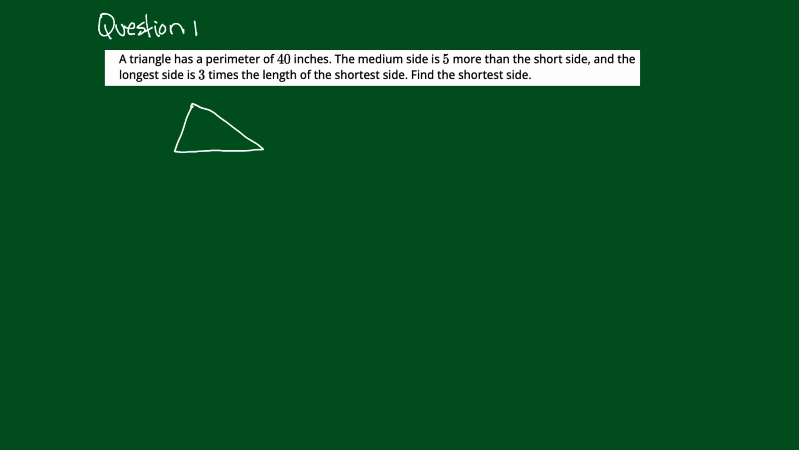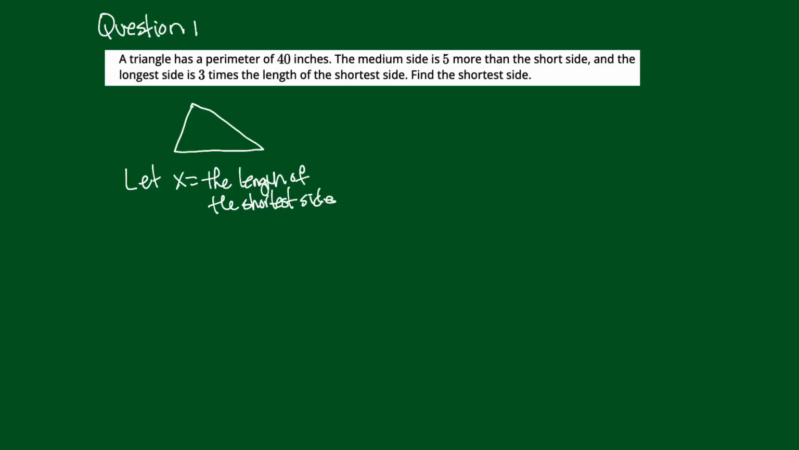Find this length. Now here's how I'm going to do this. I'm going to introduce a variable first. I'm going to say let x equal the length of the shortest side. Not just because that's what I'm trying to find, but because the medium side is given in terms of the short side, and the length of the long is given in terms of the short. Everything is based on this one right here. So that's our base quantity. So let x equal this one.